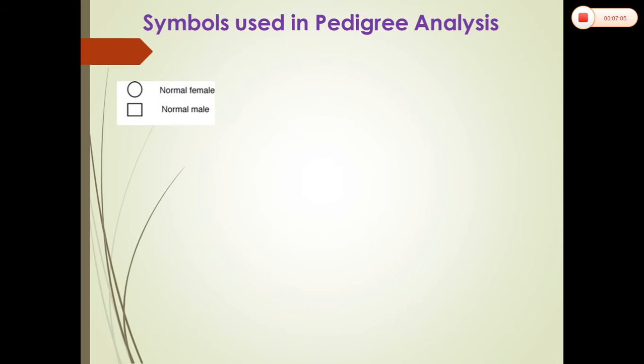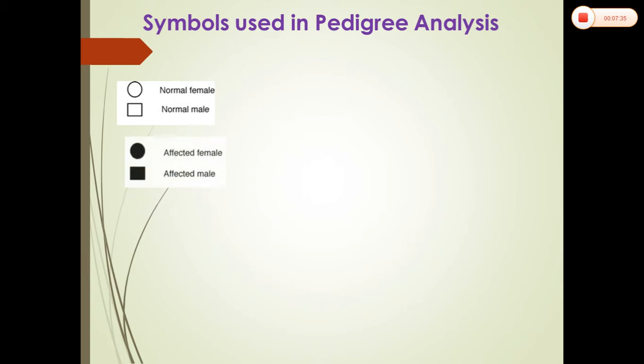Let's see the first one. To show a normal female, we use an empty circle. An empty or blank square is for a normal male. So these two we regularly use. A normal female is shown by an empty circle, and a normal male is shown by an empty square.